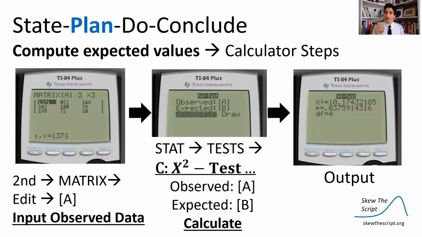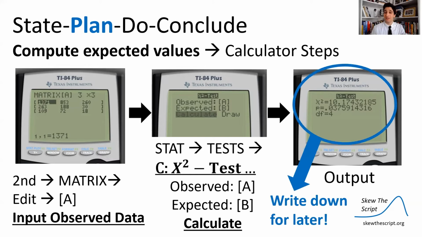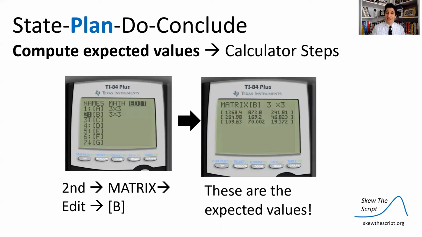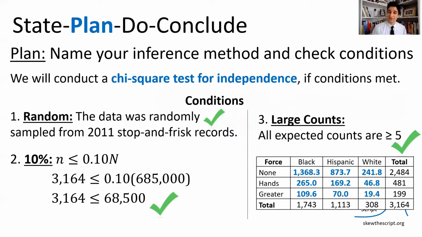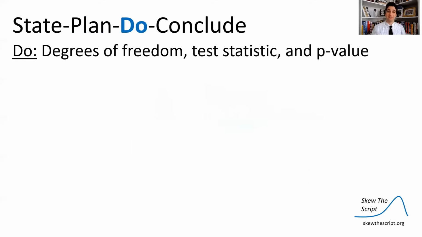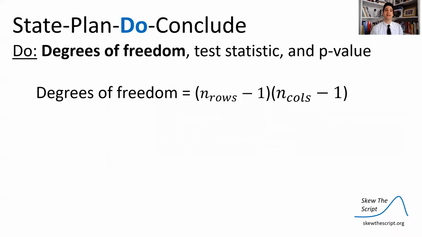Well, it's very hard to get all the expected counts by hand. There's a lot you have to do. There's a good way to do it in your calculator. This is the first set of steps that you can do. You can try this out, take a pause on the video. The chi-square test will actually be computed by this. And so you can write down this output to save it for later for the do step. And then these last steps here get you the expected counts on the TI-84. So then once you do that, you write down the expected counts and you say, yes, these are all greater than or equal to 5. Now for the do phase, you need to report degrees of freedom as well as your test statistic and p-value.